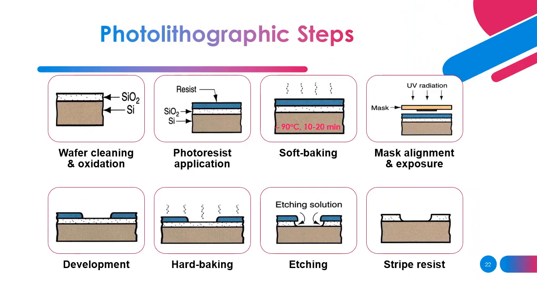Before we finish the photolithography topic, let's see the steps again one by one. First, the wafer goes into the cleaning process and oxidation to get the silicon oxide layer on top. Then photoresist is applied before soft baking, which hardens the resist a little bit, before mask alignment and exposure take place. After that, the development of the circuit takes place, and then hard baking is applied before the etching process. After that, the lift off or strip of the resist finishes the photolithographic steps.